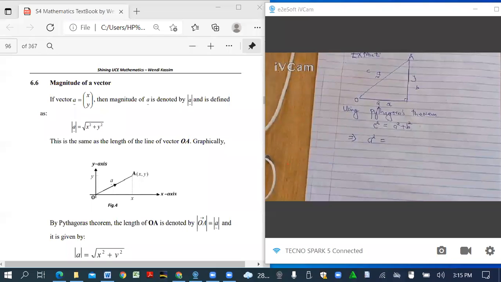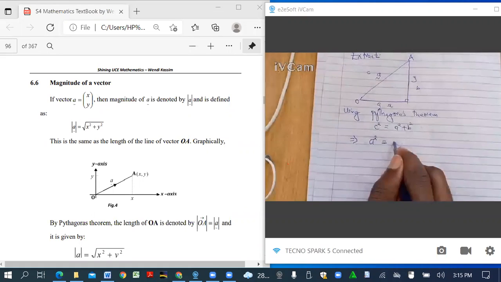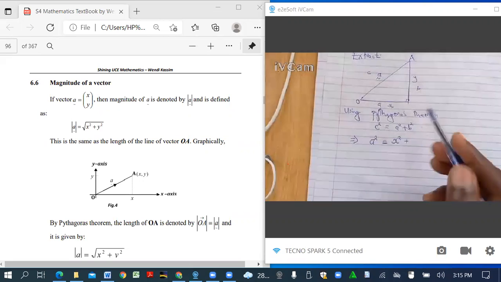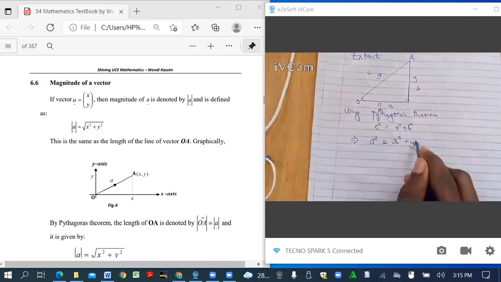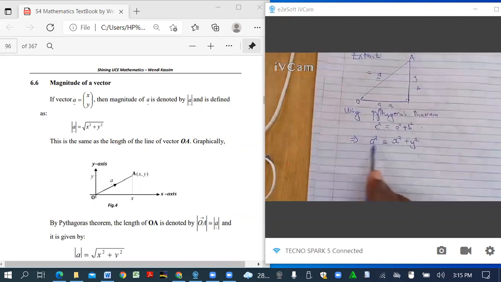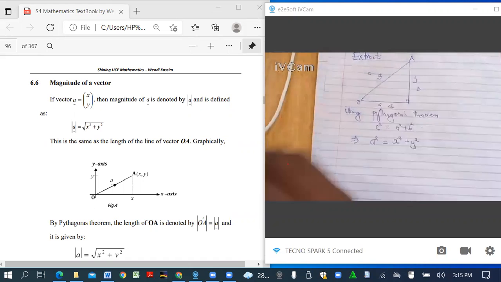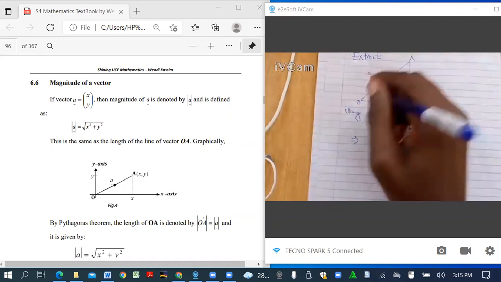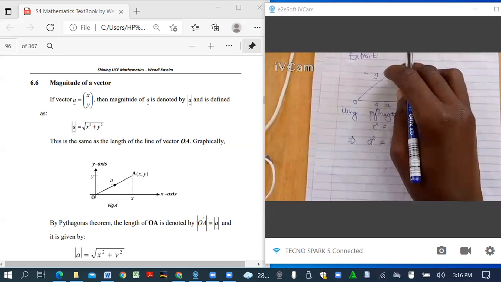So a is what? X, right? So this becomes x squared plus b, which is y squared. So now if I get the square root, I'm getting the magnitude of a, because this is representing a. We want to find the length, and the length of that line determines the magnitude of that vector. Do you remember that when we were introducing vectors?